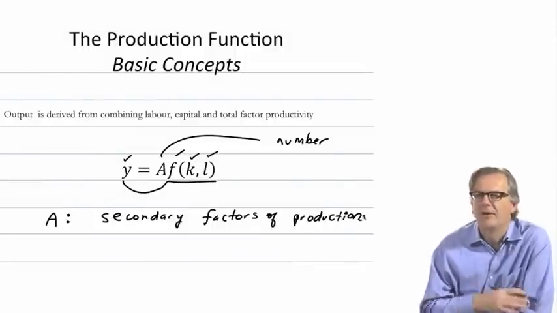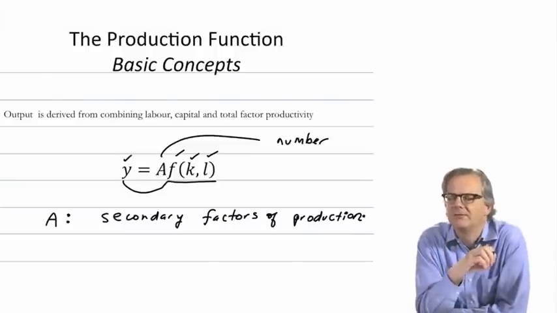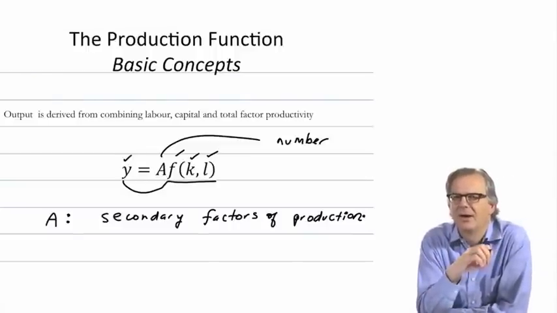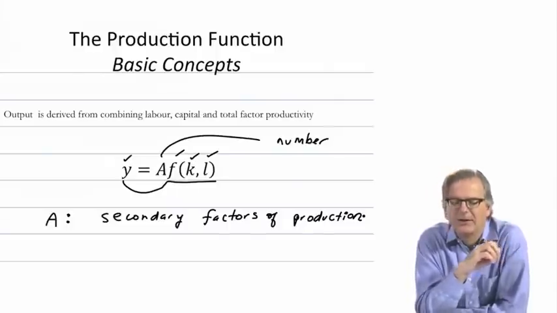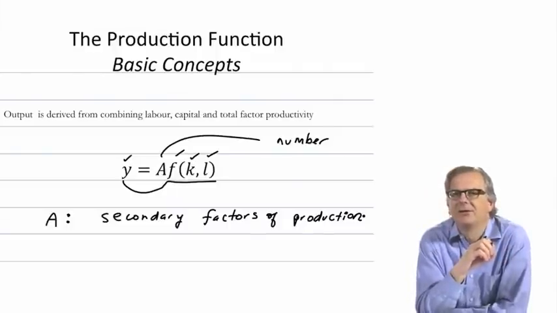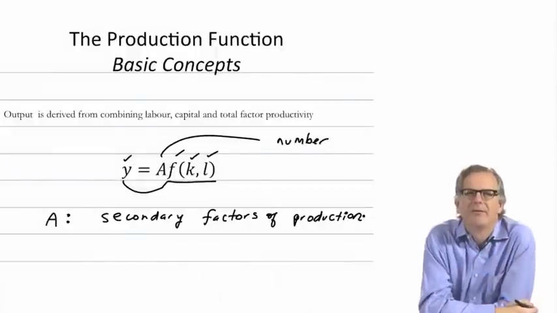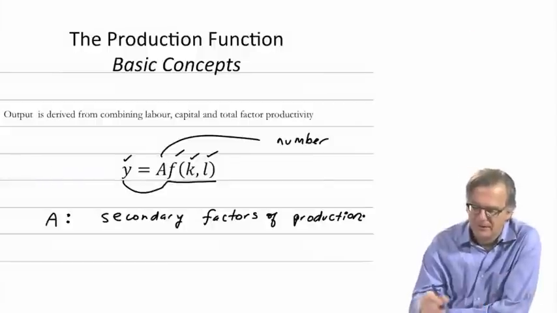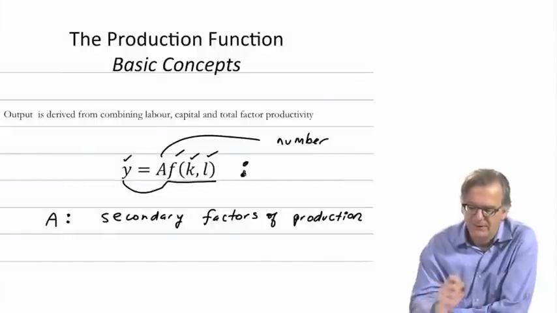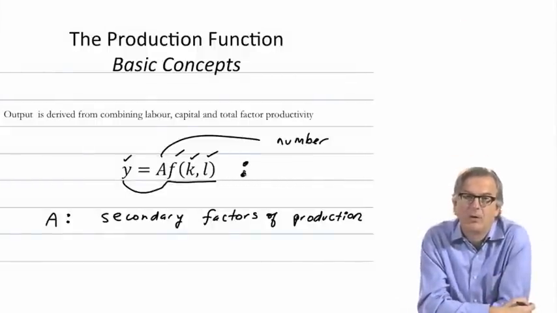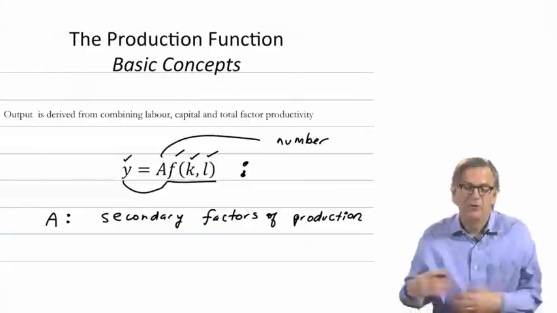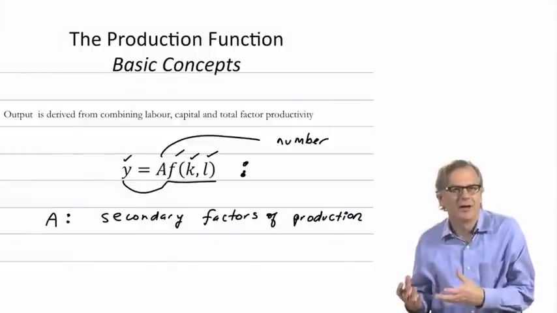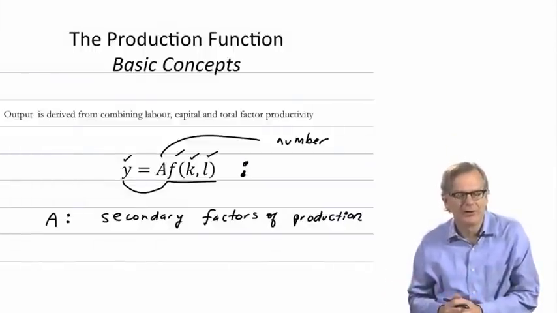It's everything that could possibly influence firms' ability to produce output other than capital and labour is represented in summary form by the value of A. So what you're looking at here is actually a very rich way of thinking about firms' production. Firms exist to bring together the primary factors of production in order to produce output.